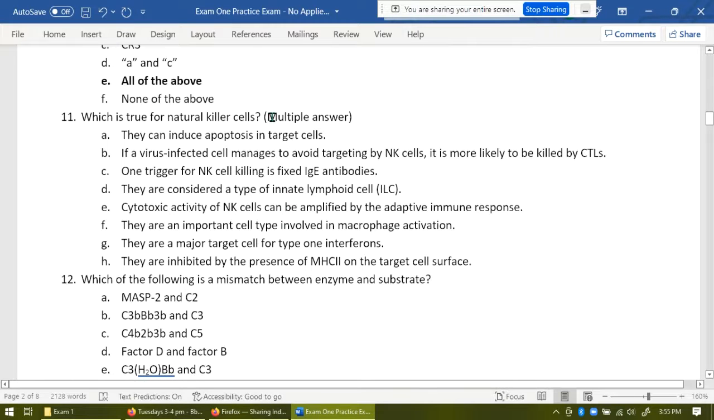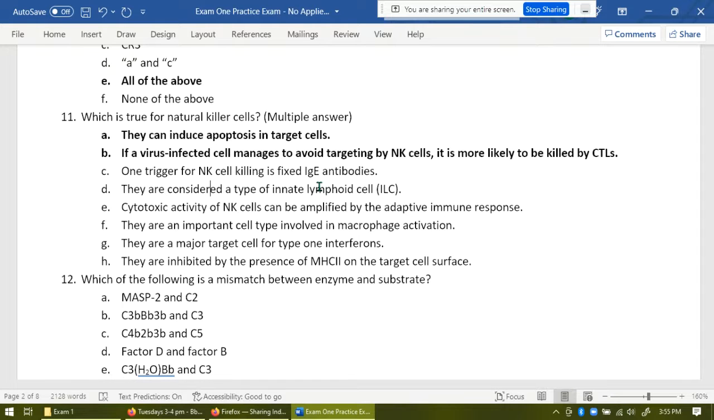Which is true for natural killer cells? Probably one of my favorite cells. Multiple answer. They can induce apoptosis in target cells. Yep, that's how they kill. If a virus-infected cell manages to avoid targeting by natural killer cells, it's more likely to be killed by CTL. That one is true as well. Remember that the way that viruses can avoid the host cell being killed is by downregulating MHC1.